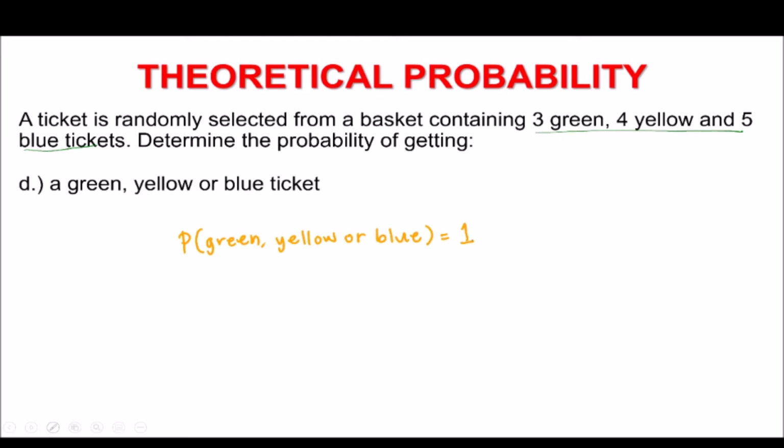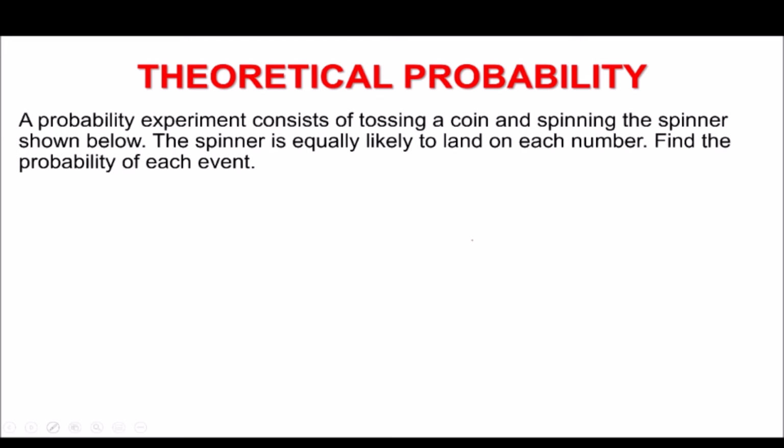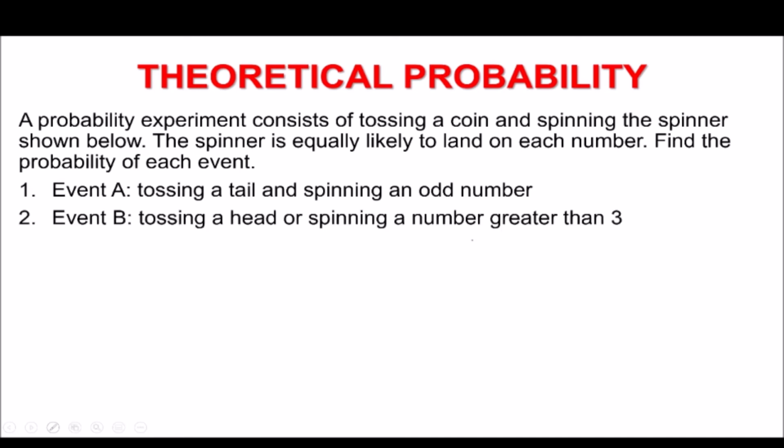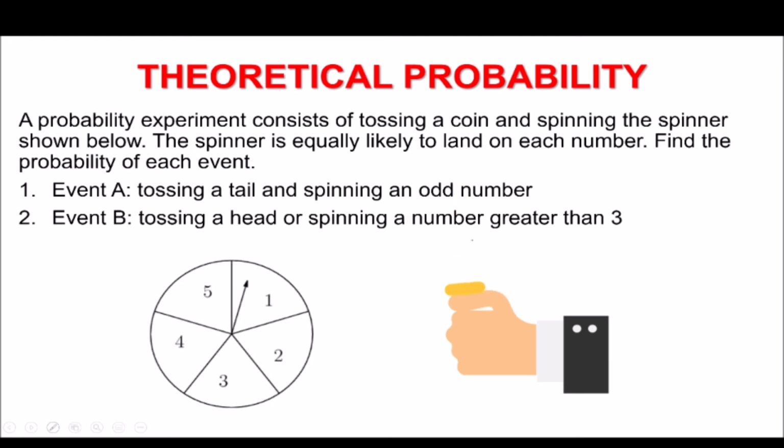Okay, so I'll show you another example. A probability experiment consists of tossing a coin and spinning the spinner shown below. The spinner is equally likely to land on each number. Find the probability of each event. Event A, tossing a tail and spinning an odd number. Event B, tossing a head or spinning a number greater than 3. So this is our spinner. We can see 5 numbers with equal areas, and then tossing a coin.